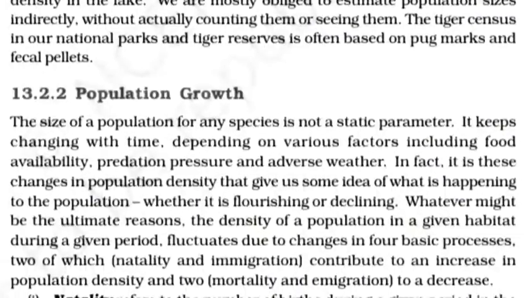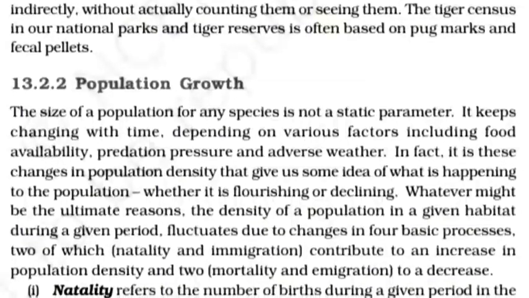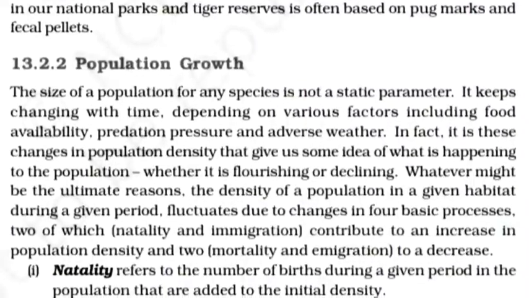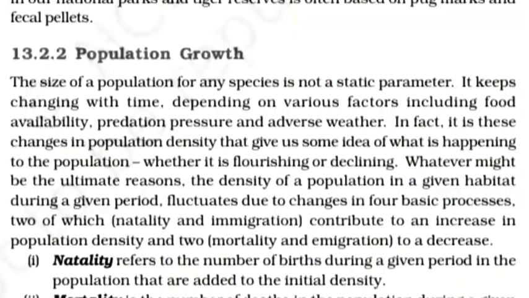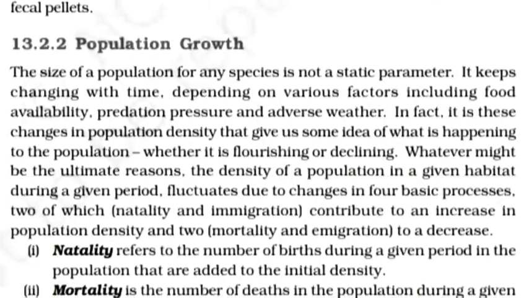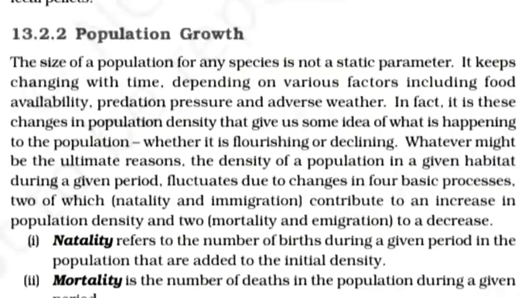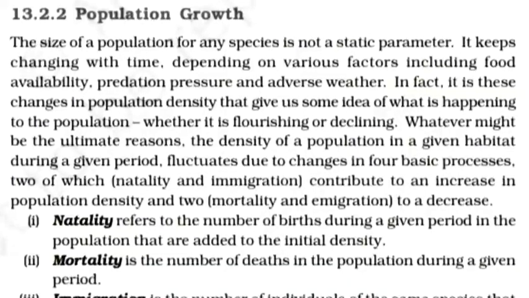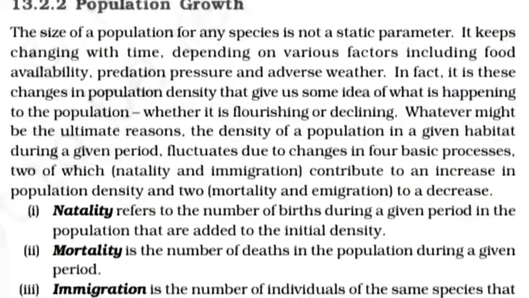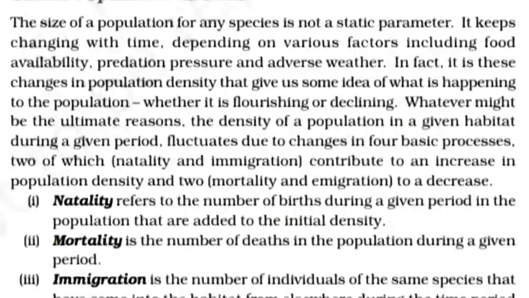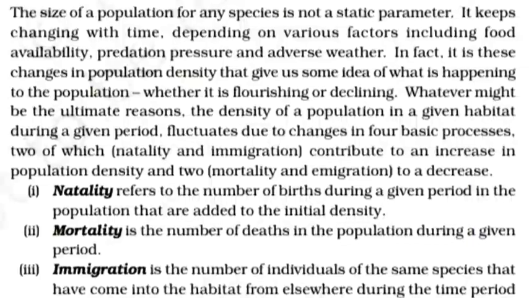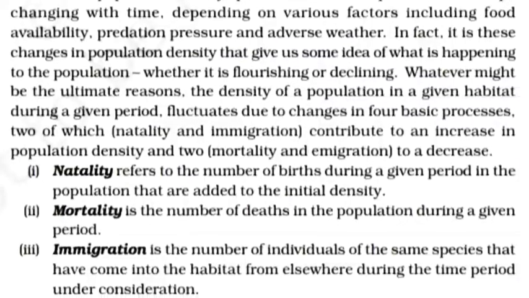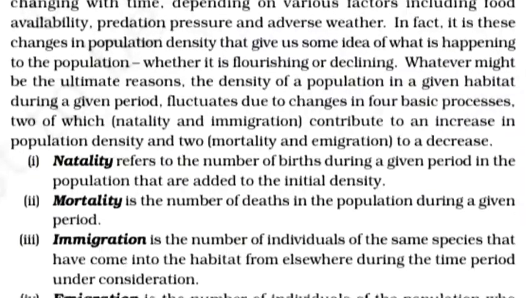Population growth. The size of the population of any species is not a static parameter. It keeps changing with time depending on various factors including food availability, vegetation pressure, and adverse weather. In fact, it is this change in population density that gives us some idea of what is happening to the population, whether it is flourishing or declining. Whatever might be the ultimate reason, the density of a population in a given habitat during a given period fluctuates due to change in four basic processes, two of which, natality and immigration, contribute to an increase in the population density, and two, mortality and emigration, to a decrease.